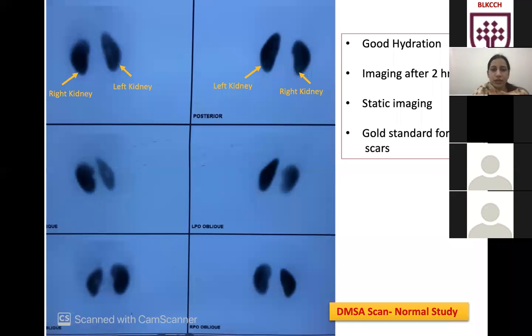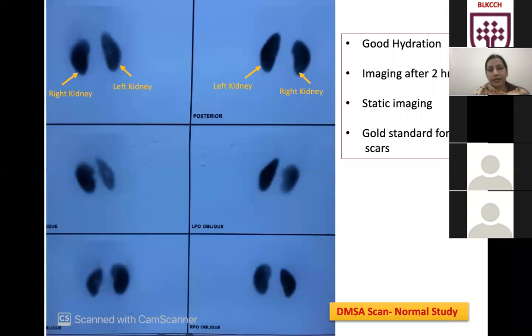The child has to lie supine under the gamma camera, and it rotates and takes different views. In the anterior view, the right kidney will be on the right side, left kidney on the left side. In the posterior view, it will be opposite. And then anterior and posterior oblique views are also taken.